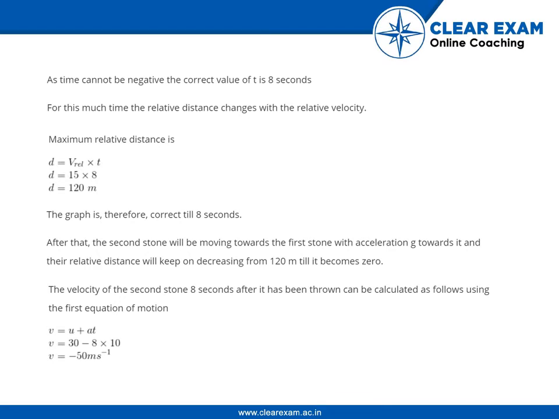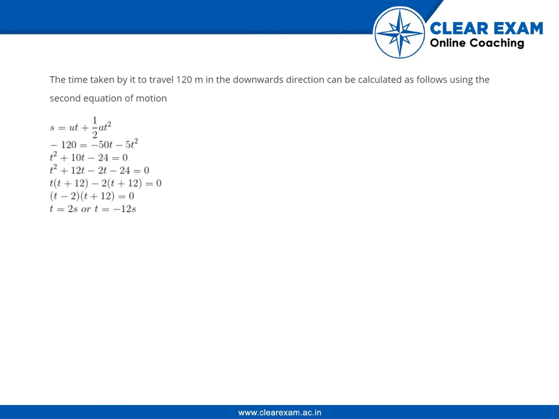The velocity of the second stone 8 seconds after it has been thrown can be calculated as follows under the first equation of motion, which is v equals u plus at, that gives the value of v to be minus 50 meter per second. Now the time taken by it to travel 120 meter in the downwards direction can be calculated by using the same formula which has been used before, which is s equals ut plus half at square, and this gives the value of t, and we find out to be 2 seconds.